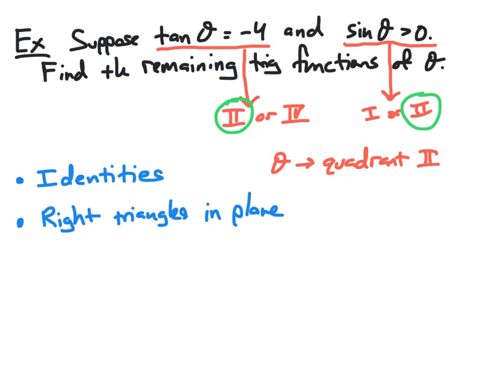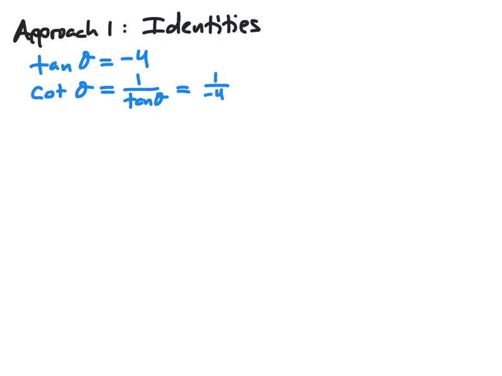And now that we know this, we can use either the identities or right triangles to determine all of the remaining trig functions. For our first approach, let's use identities to find the 5 remaining trig functions. We were given that the tangent of theta is equal to -4. And we know that the cotangent of theta is 1 over the tangent. This is true for any angle. And therefore, the cotangent is 1 over -4, or -1/4. So we can easily find the cotangent to be -1/4.